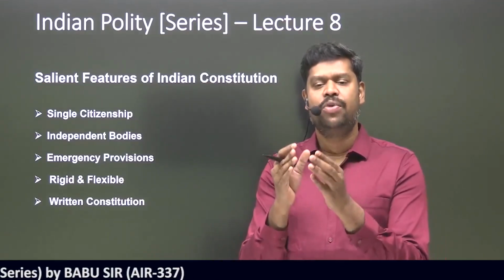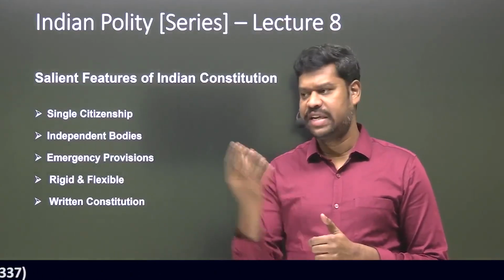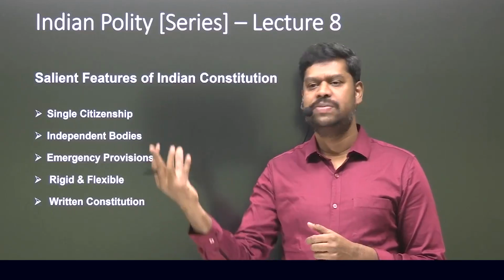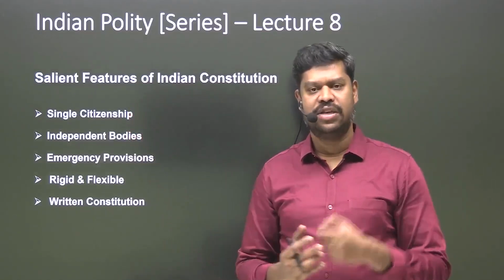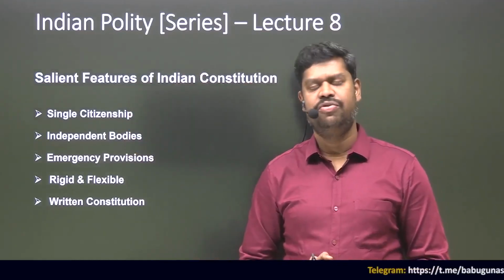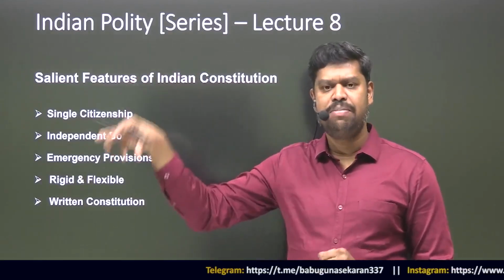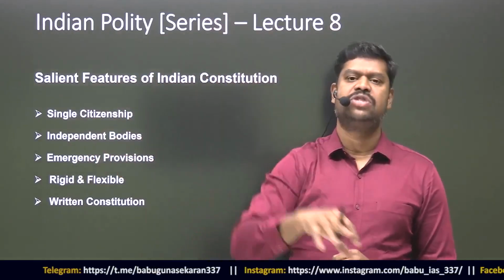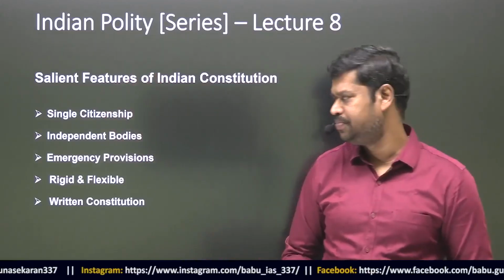An independent body is free from the control of the other organs of the state. So for example, the Election Commission of India is an independent constitutional body, which means it cannot be controlled by the legislature, it cannot be controlled by the executive, and the judiciary also normally does not interfere with the functioning of the independent constitutional authorities, because they derive their powers independently from the constitution itself. They are independently established by the constitution itself, and that's why they are called independent bodies.